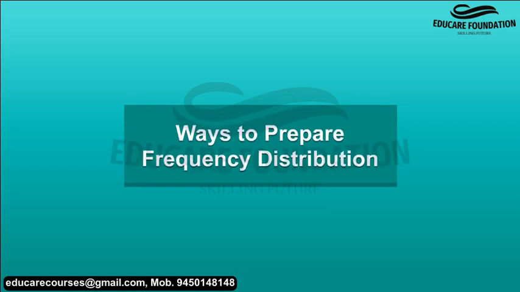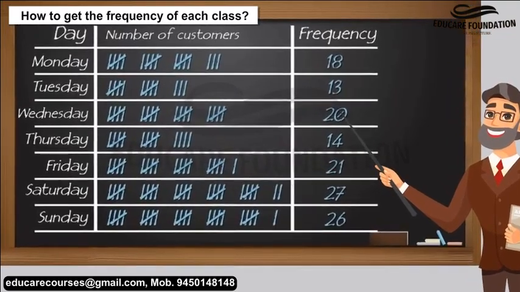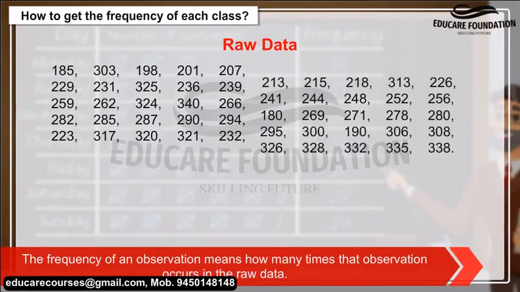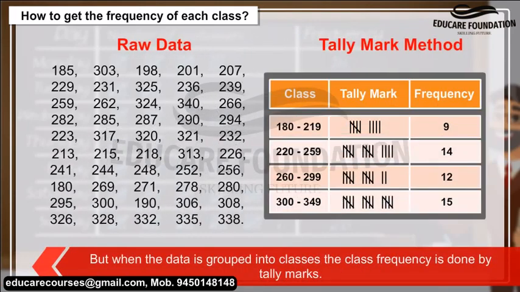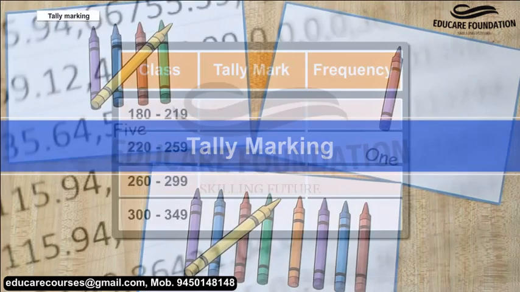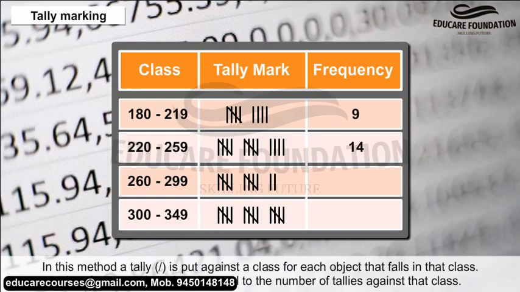Ways to prepare frequency distribution. How to get the frequency of each class. The frequency of an observation means how many times that observation occurs in the raw data. But when the data is grouped into classes, the class frequency is found by tally marks. Tally marking. In this method, a tally is put against a class for each object that falls in that class. Thus, frequency in a class is equal to the number of tallies against that class.